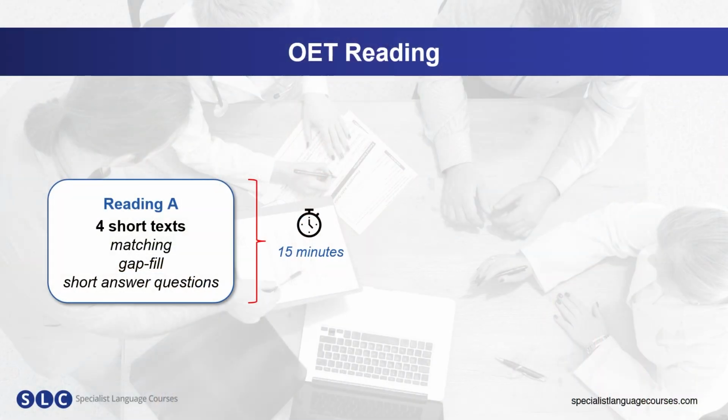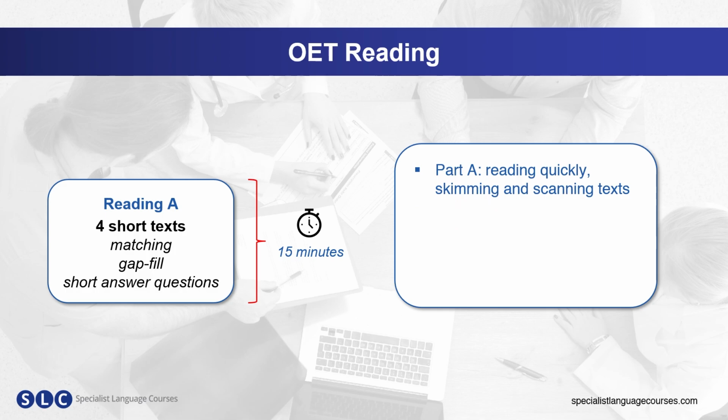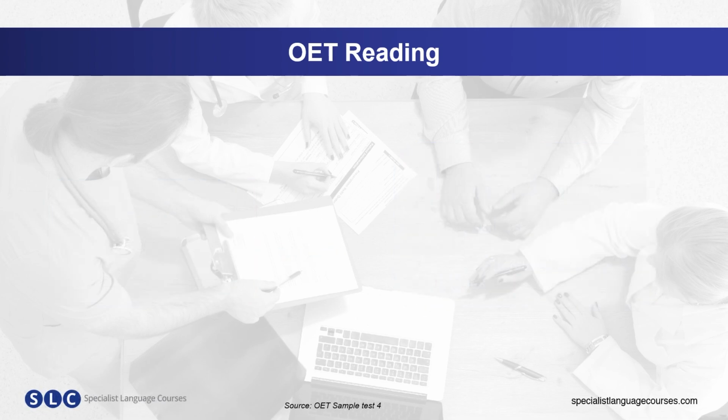Let's start by looking at part A, what it looks like and what to do. Part A requires that you read quickly by skimming and scanning the text to find answers. There are 20 questions and 4 different texts, and the paper is taken away at the end of the 15 minutes. Here are some part A texts.